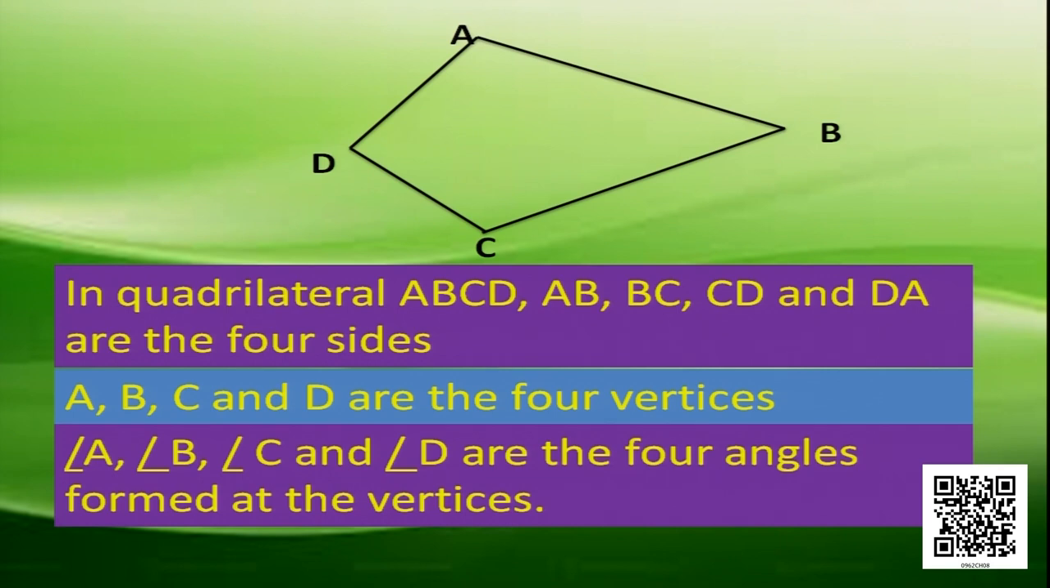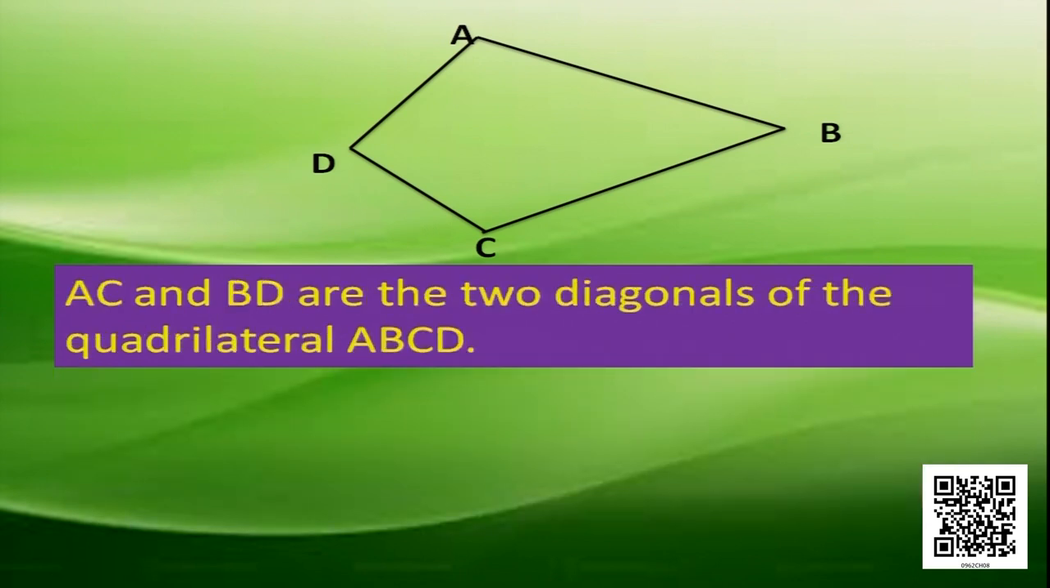Angle A is formed by the sides DA and AB. The angle B is formed by the sides AB and BC. The angle C is formed by sides BC and CD, and the angle D is formed by the sides DA and DC. Then AC and BD, we can join these two. They are not consecutive points, they are opposite points. If we join these two, we call it a diagonal. So, how many diagonals here? We have diagonals AC and BD.